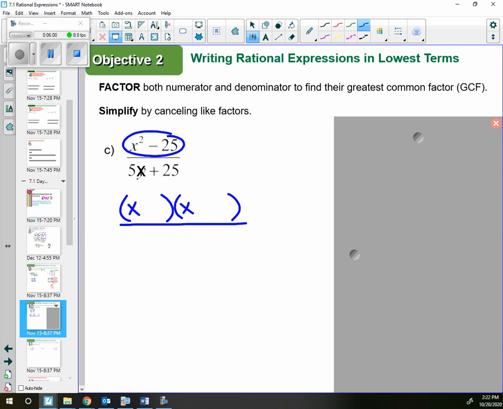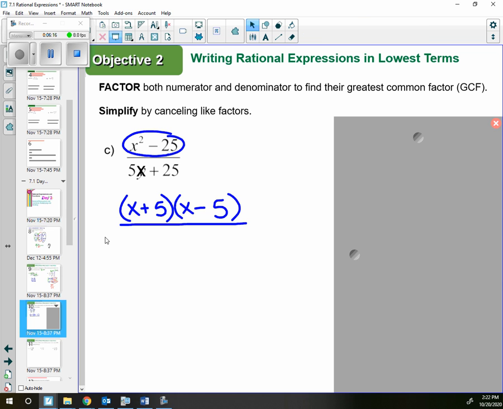So x times x gets us that x squared. 25, negative. That means positive 5 and negative 5. So we have a plus 5 and a minus 5, whichever order you want to write them. When you do outsides plus insides, they add to 0. That's why that middle term isn't there. That's called difference of squares.